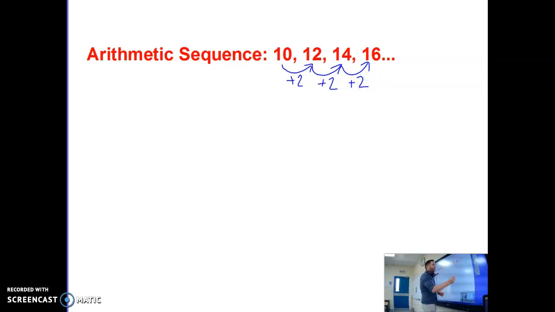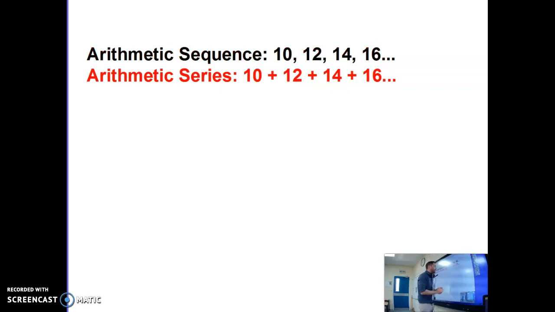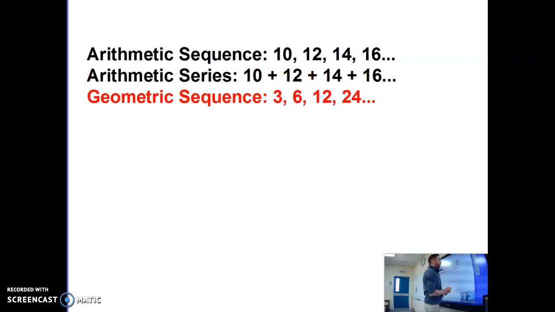That's an arithmetic sequence. An arithmetic series is when we add together or sum up all of the terms in a sequence. So we're adding all of those terms up together. That's a series. Now, when we talk about a geometric sequence, instead of a common difference, we've got a common multiplier, a common ratio. So with this particular one, instead of adding something each time, I'm multiplying each time. In this particular one, I'm multiplying by 2 to go from one term to the next.